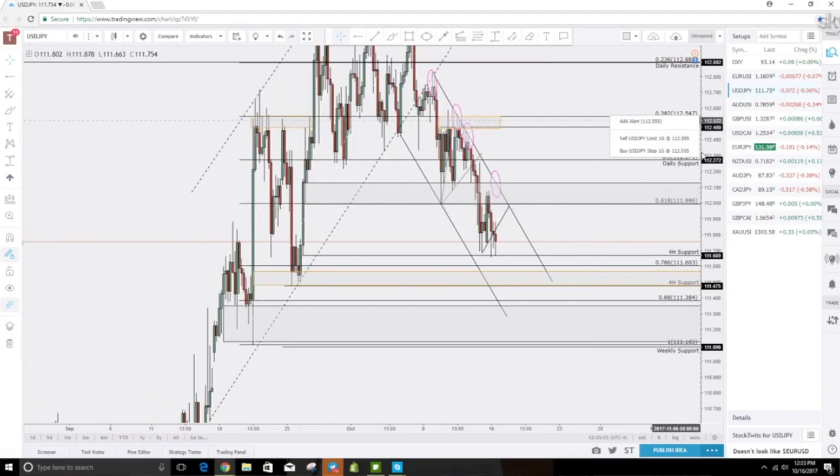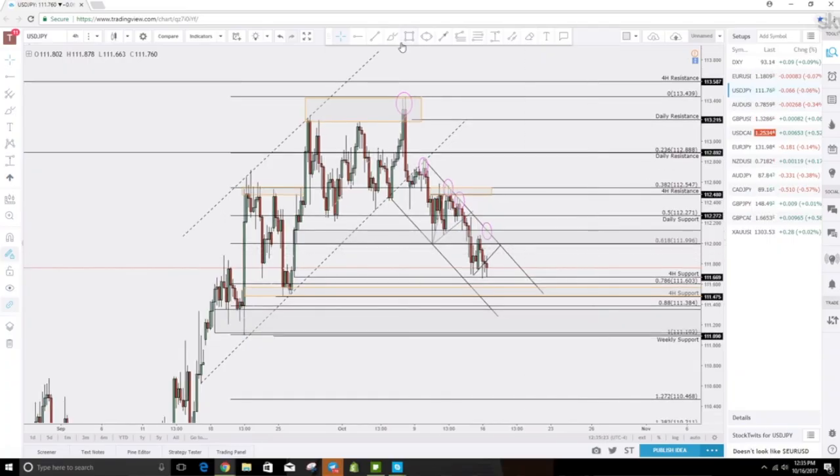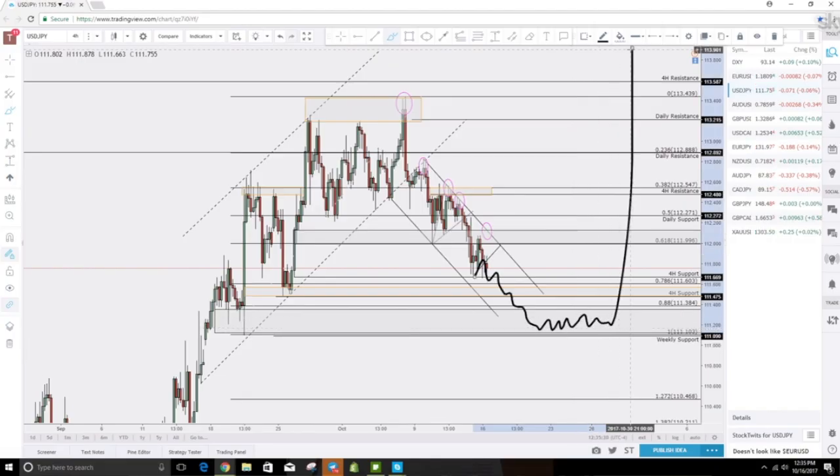But guys, once we do get down to the 111 handle, and if we start to show real rejection, so price eventually makes a move here and then starts to pop off and starts to decelerate, I'd be looking for the big impulse back to the upside.